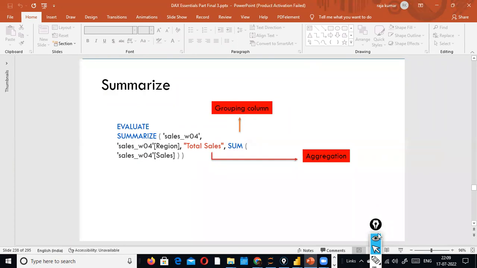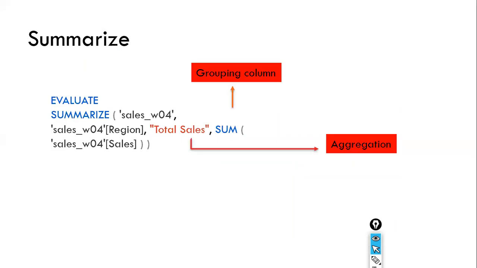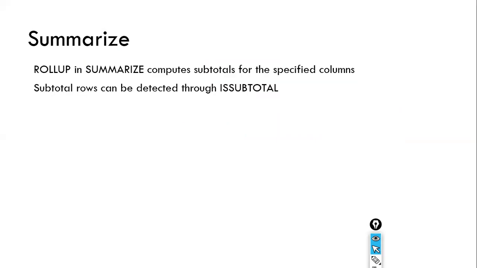I have some problem with my PowerPoint. The license got expired. Okay, the next one is we have something called a roll up measure. The roll up function, so not a measure, sorry, roll up is a function that you can use with the summarize function. It is very much helpful to calculate the subtotals. Okay, subtotals.